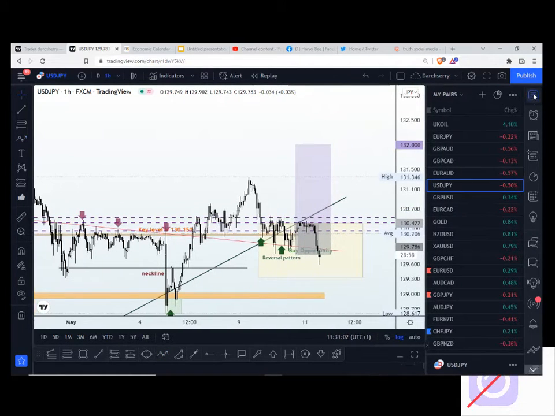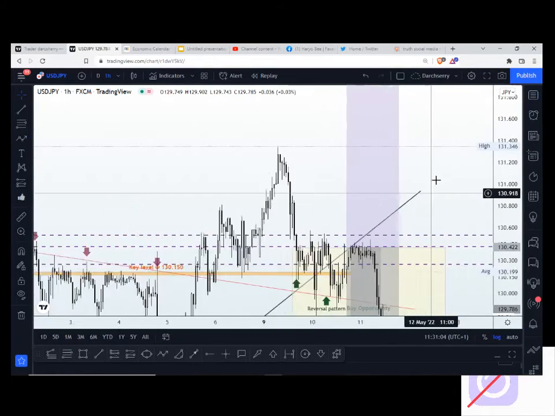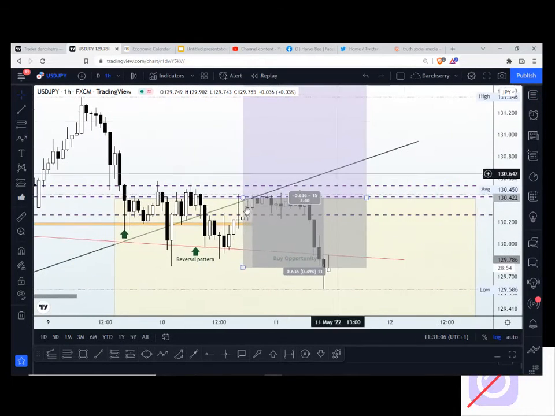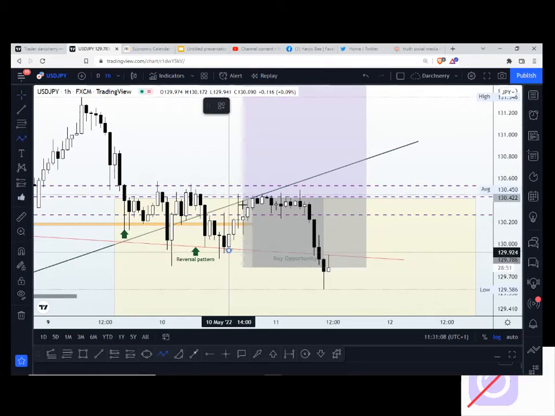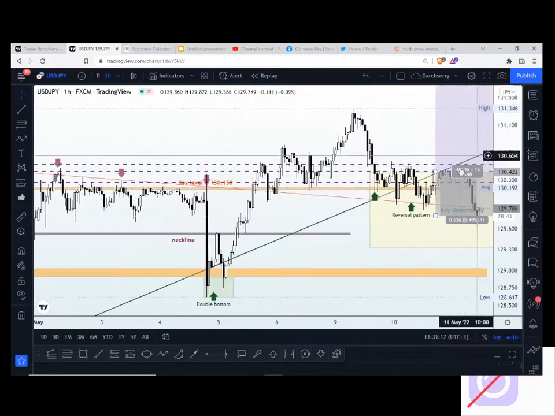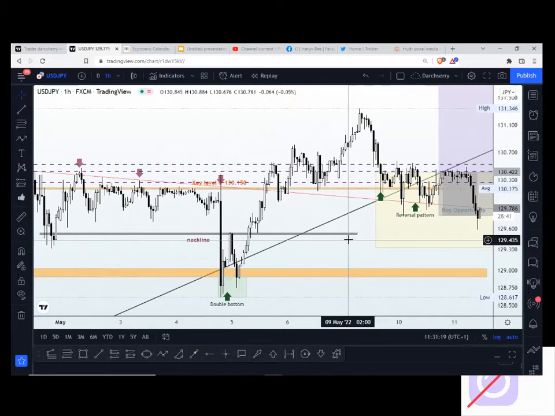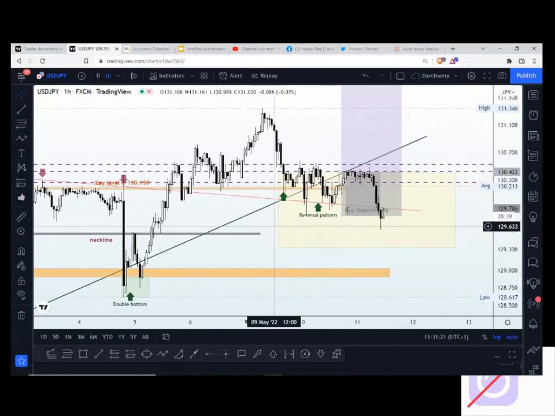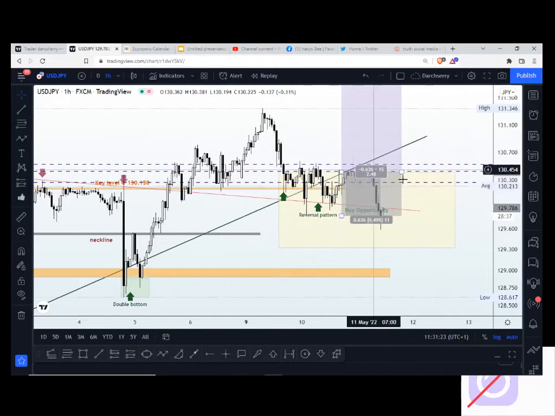As you can see, let me zoom in closely so that we can have a look at what was happening around this area. The signal was not strong enough, and we saw multiple rejections of the 130.500 area before price moved to the downside. So in that regard, I got stopped out, though we're still within that buy opportunity zone where we'll be looking for opportunities to take a buy on this one.